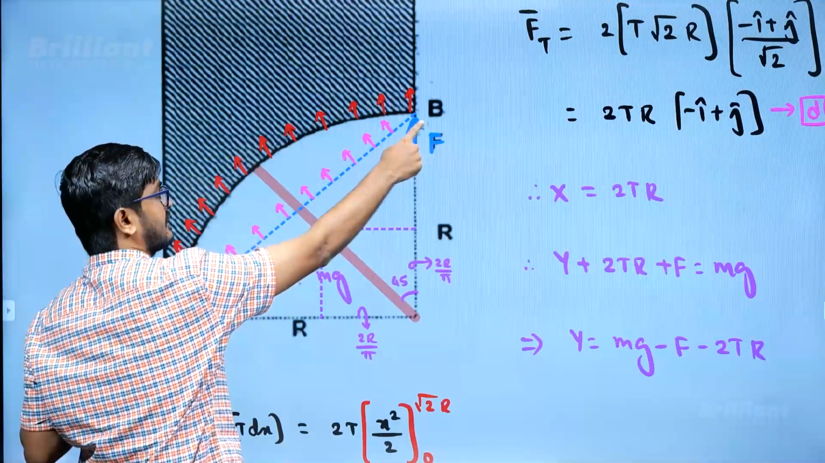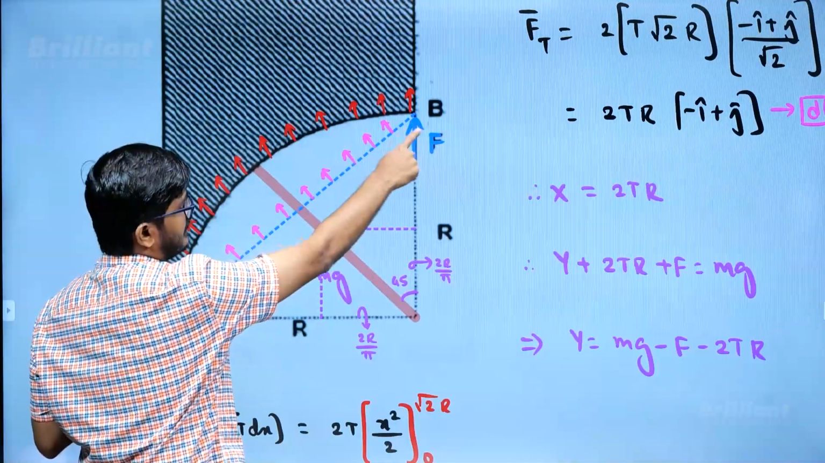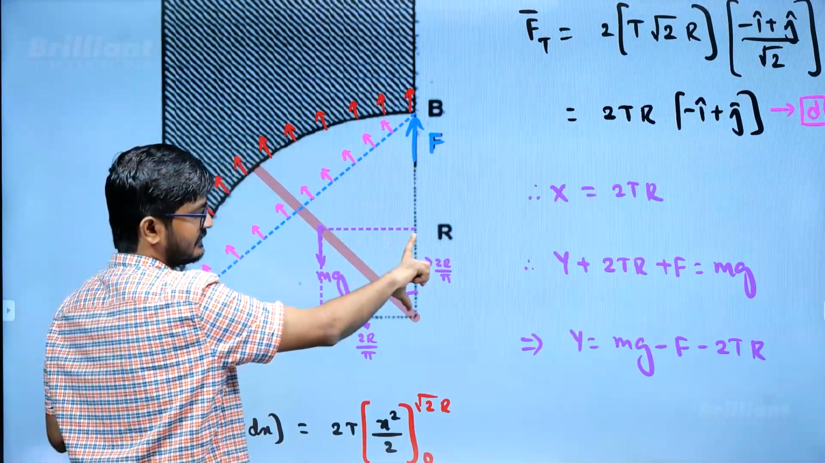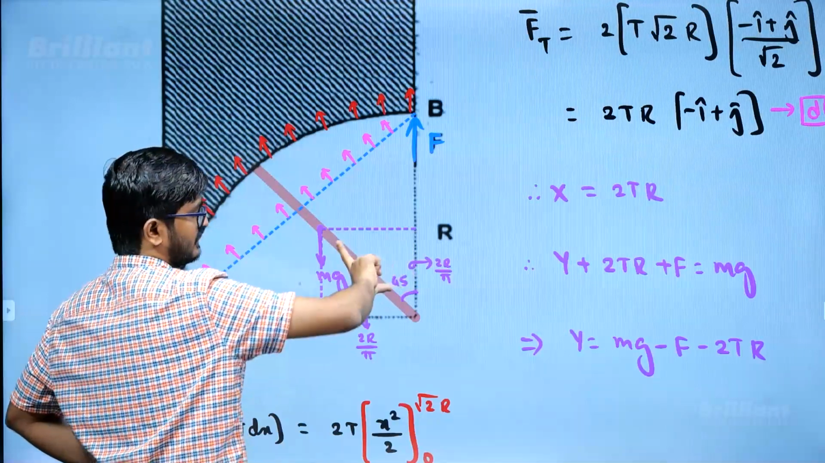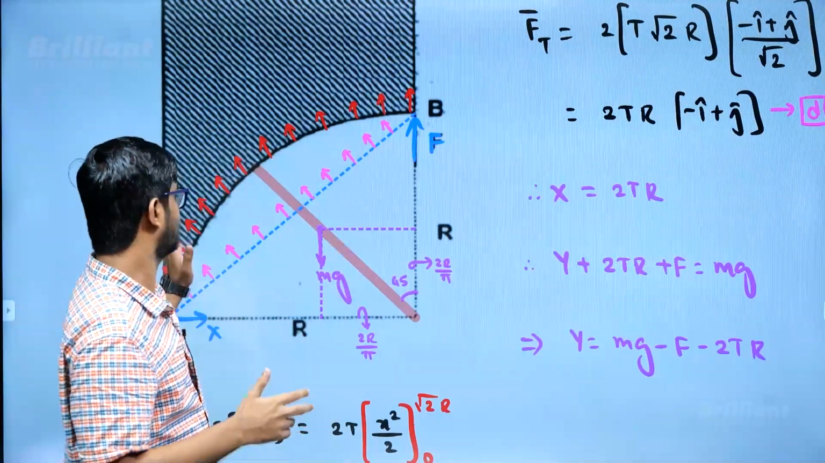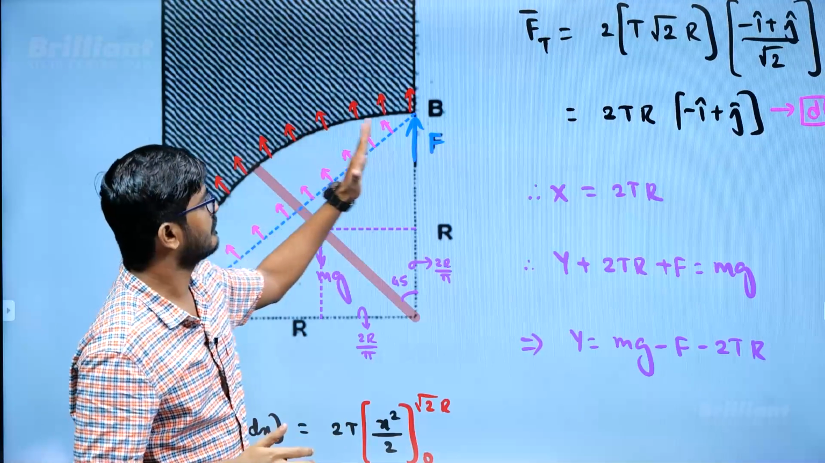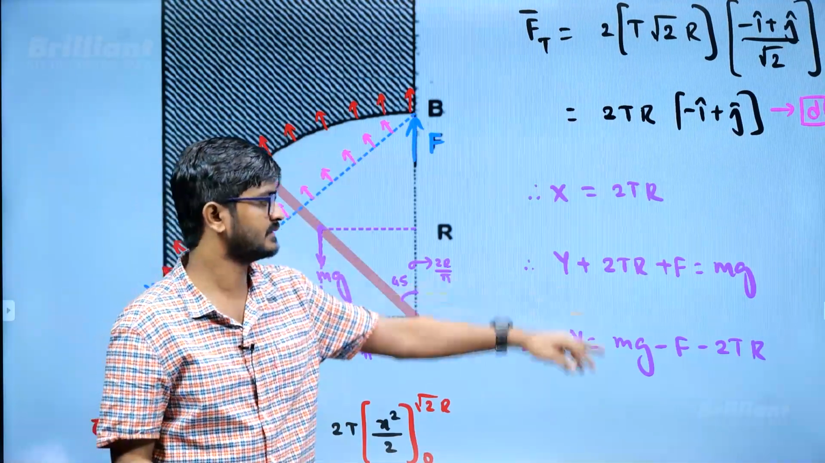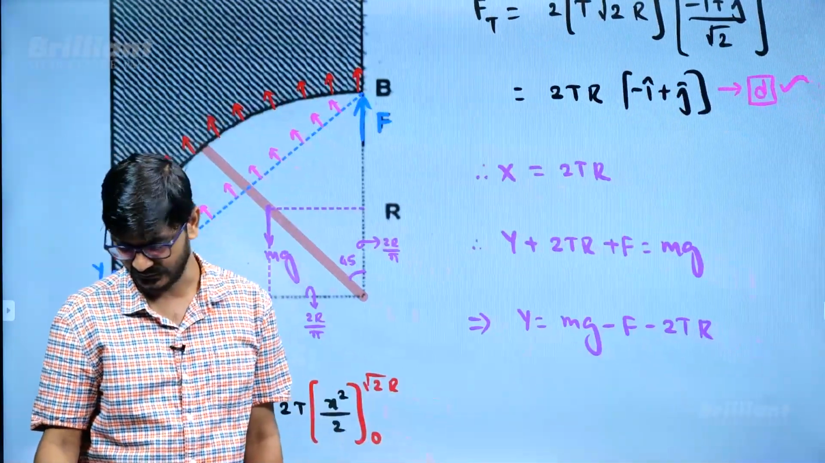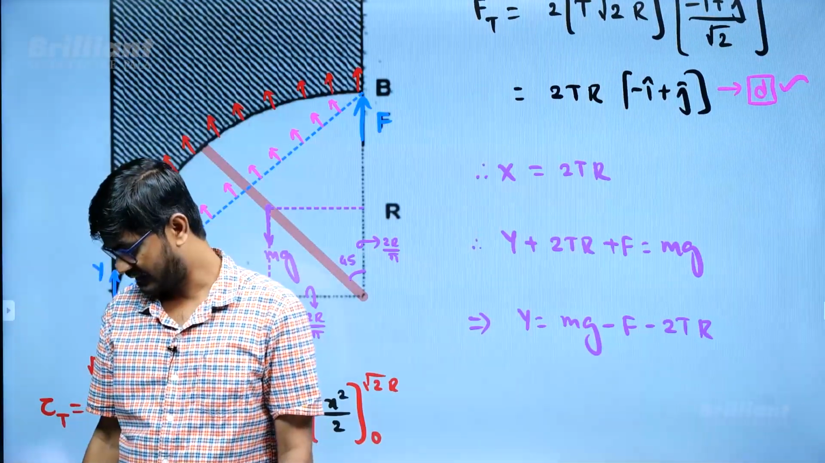Now this is a semicircular, it is a quarter, right? So the center of mass will be somewhere here, where this vertical distance is 2r by pi. So this distance I can calculate easily if I need, right? So x plus 2Tr plus F equals mg. So from there I will be getting y value as mg minus F minus 2r. Anyway, do we need that? I think we don't need that exactly.